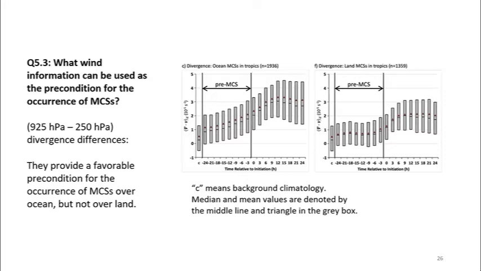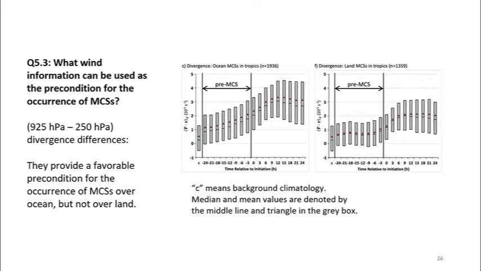In this figure, we use the quantity called the divergence difference between 925 and 250 hectopascal, or we say differential divergence, on the y-axis. The x-axis means the time to initiation. So negative values mean the pre-MCS, and positive time means after the initiation of MCS. And that small c, the leftmost column, means the background climatology.